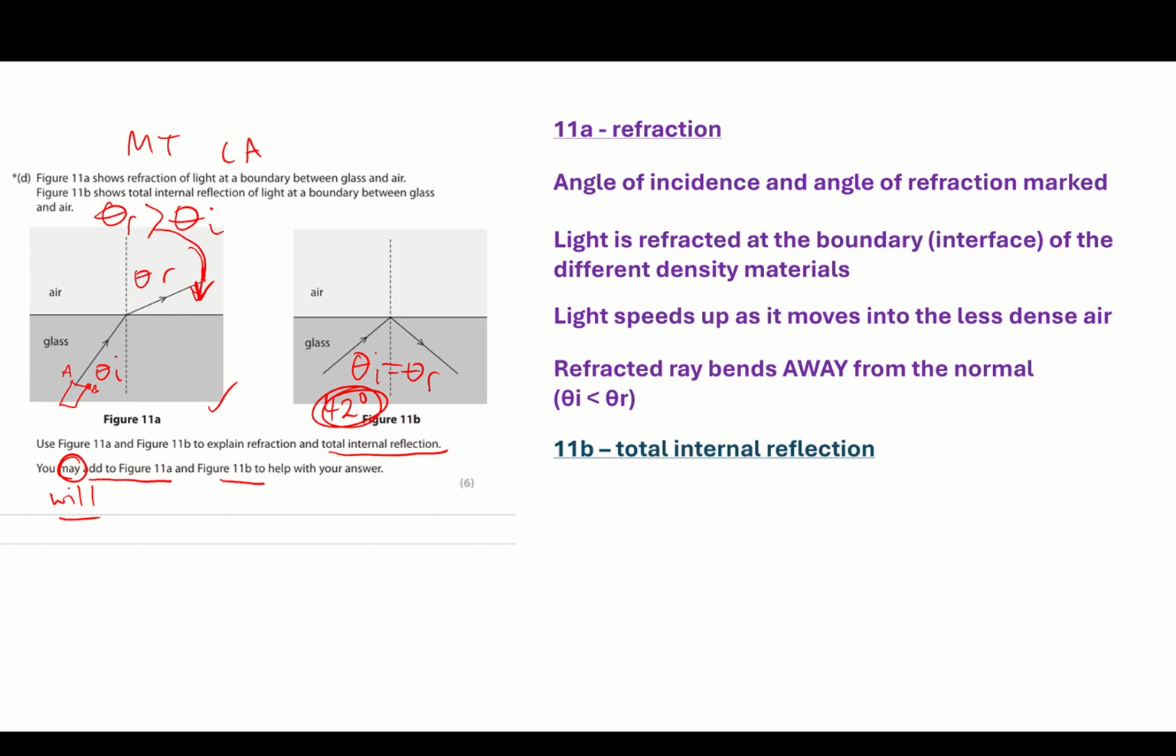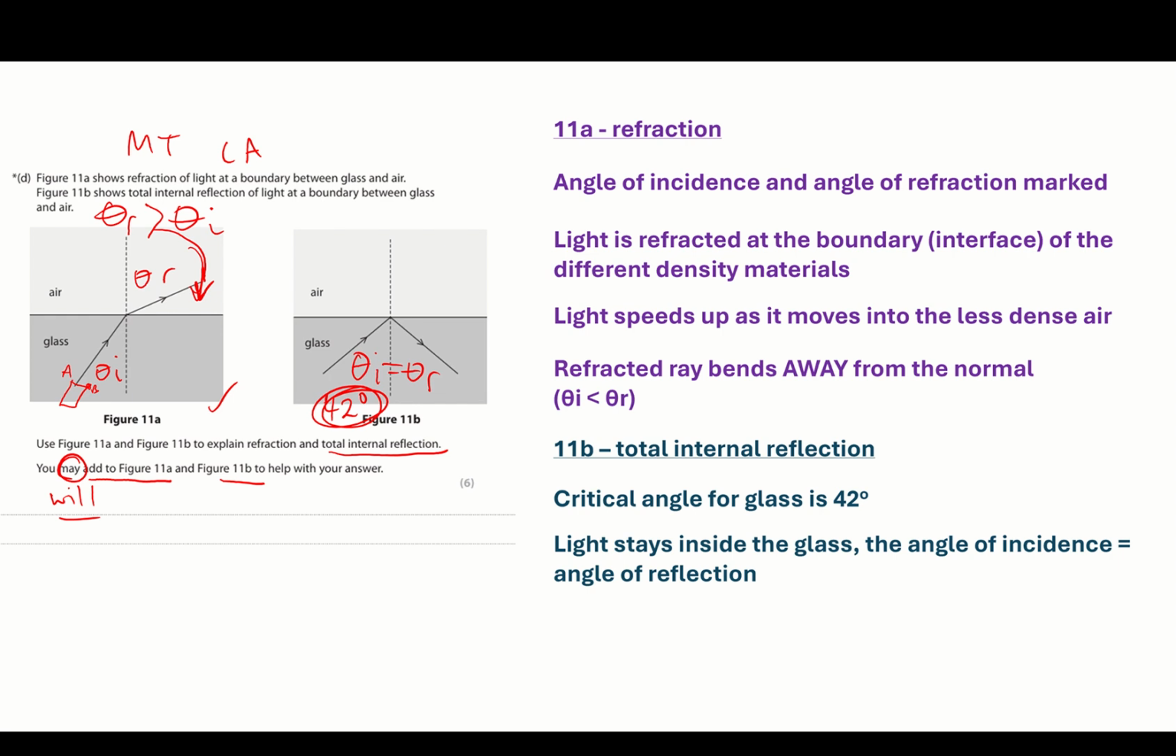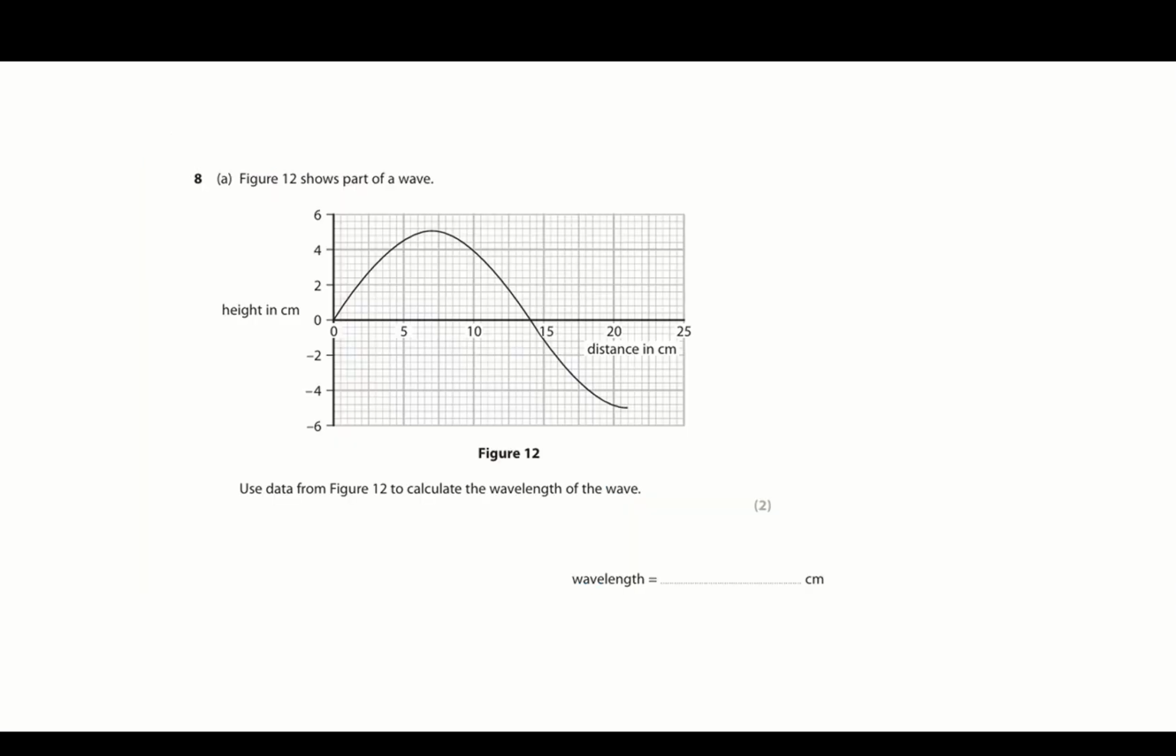Now let's go to total internal reflection. So the critical angle for glass is 42 degrees. So total internal reflection takes place inside a denser object. All right, so inside this glass. The light stays inside the glass. The angle of incidence equals the angle of reflection. Total internal reflection can only occur when the incident light is in a more dense medium. So if I'm in glass, move into air, yep, that can take place. If I was in air, move into glass, couldn't take place. And that's all the basic knowledge for that 6 marker. So a lot to get right there. I think this is one of the trickier questions. And there we go.